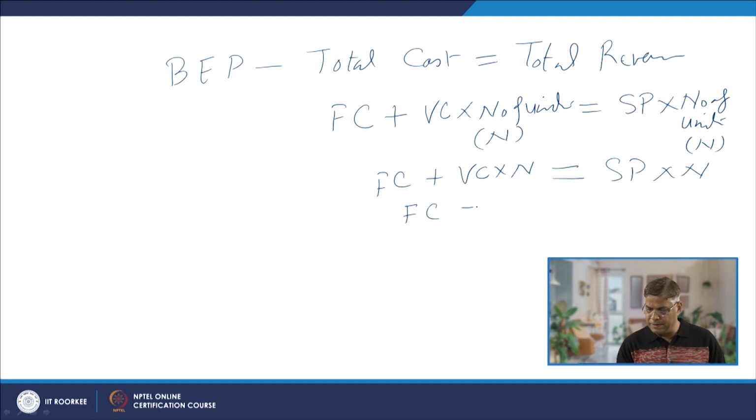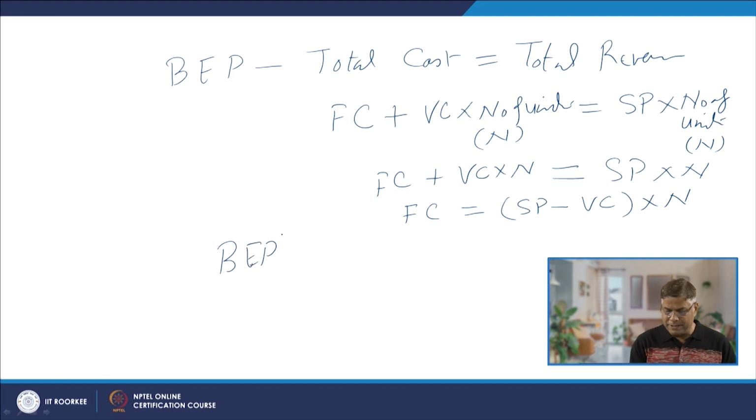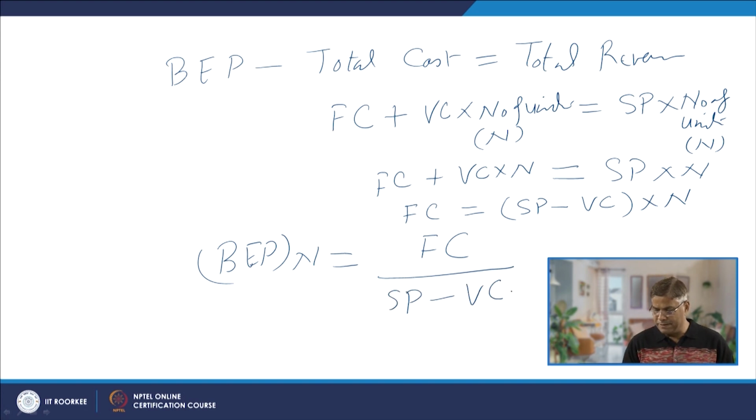So, FC becomes equal to selling price minus VC, the variable cost per unit, into N, the number of units produced. So, the number of units to be produced for the break even situation, N, will be equal to the fixed cost divided by selling price minus the variable cost. That will directly be a function of the fixed cost and the difference of selling price and the variable cost.